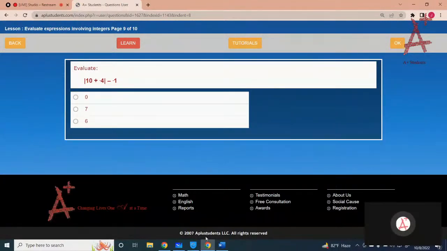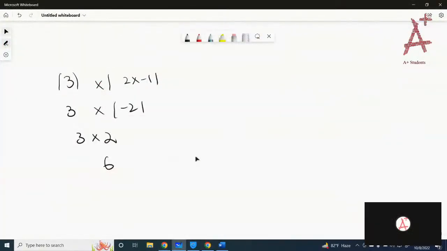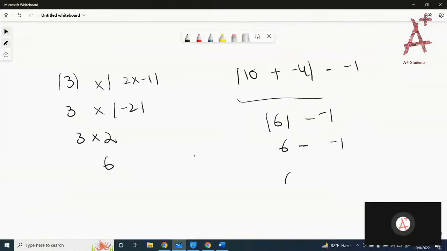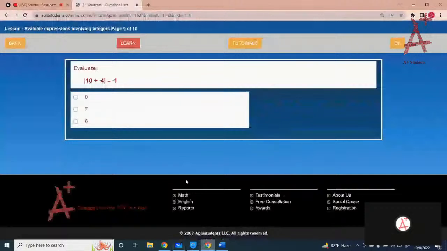Okay, 10 plus negative 4 minus negative 1. Let me write it down on the board. So it would be 10 plus negative 4 minus negative 1. Solve the absolute value first. 10 plus negative 4: the numbers have different signs, and 10 minus 4 is 6. So it would be absolute value of 6, which is 6. Subtracting a negative number is the same as adding. So it would be 6 plus 1 equals 7. Got it? So select the correct option and move on to the next question.